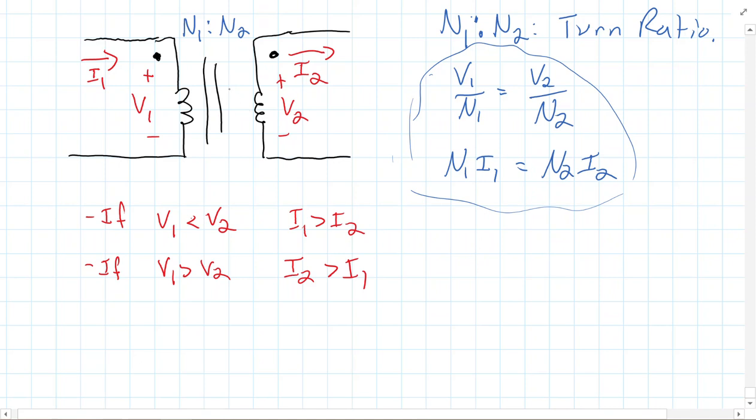Alright, so we're going to wrap this video up here, and then the next couple of videos we're going to do some example problems. We'll do one just with the non-ideal transformer, and then we'll do one with the ideal transformer.